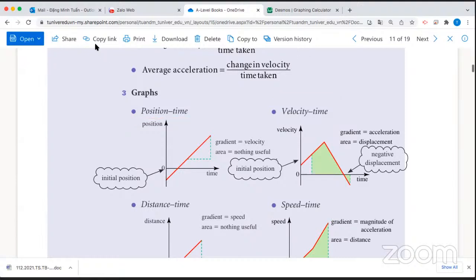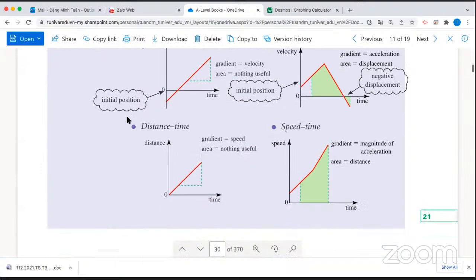And then the distance-time graph. For the distance-time graph, the gradient gives you the speed, and the area is nothing useful. But for the speed-time graph, the gradient is the magnitude of acceleration, and the area is distance. Okay, got it.